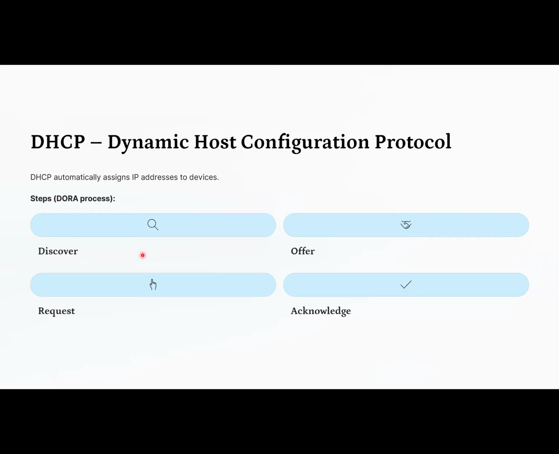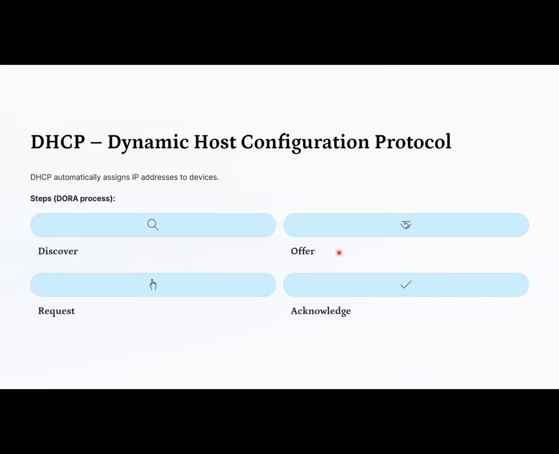And the moment you connect to the access point, the device will send a discover message through the access point, broadcasting a request to find any available DHCP server on the network. And when it does find a DHCP server on the network, the message here is: is there any DHCP server that can give me an IP address? If there is, then we move on to the next step.